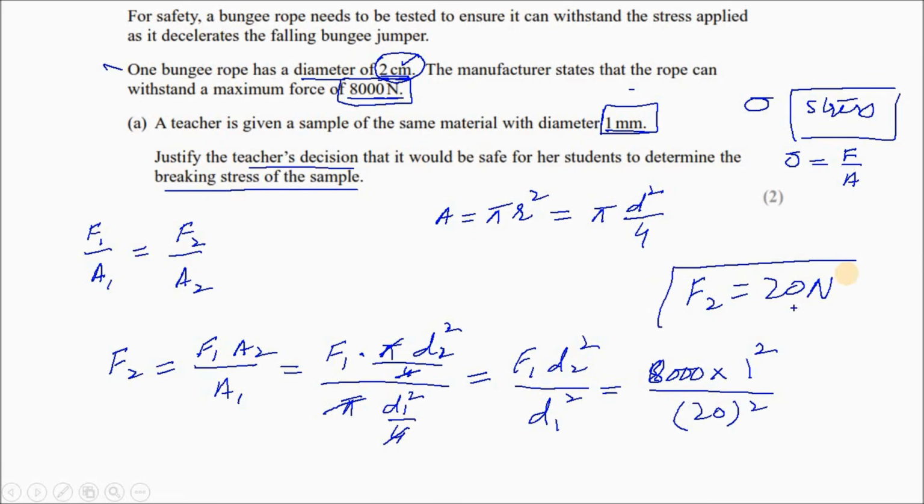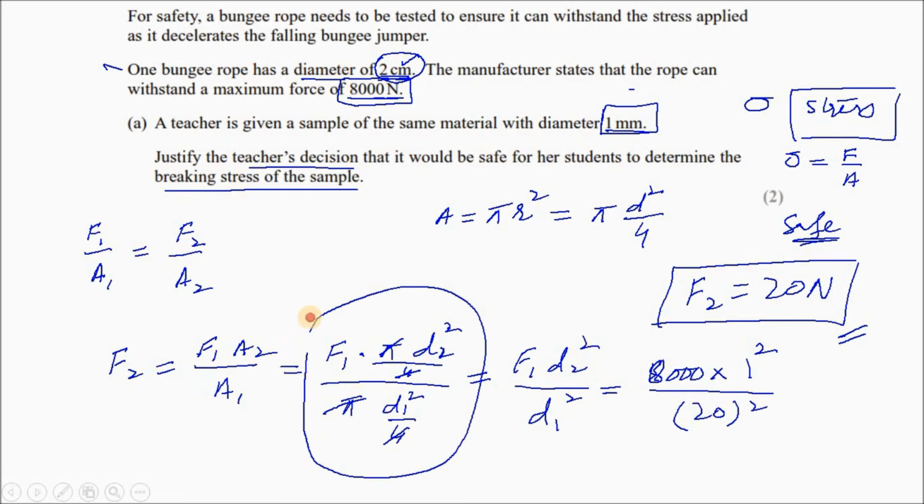And now you know it is quite less, so it is sufficient. That's how you can say yes, indeed, the teacher's decision is right, it is correct, it is safe because of the small values of force. Again, I did this question in every detail. You can skip a lot of steps if you are good in maths. Don't think that for 2 marks you will have to show every step here. It's your choice.